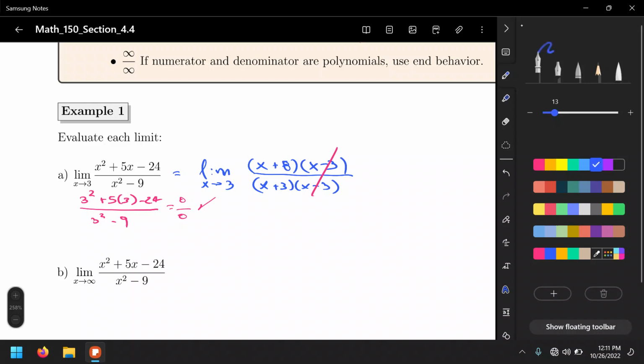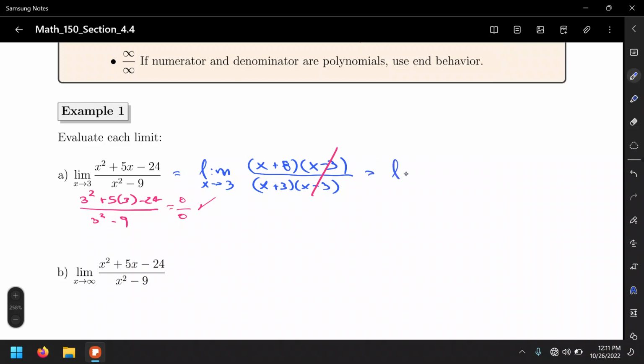So up to this point, we may go ahead and write limit x approaching 3, and that's x plus 8 over x plus 3. So at this point, after dividing out the factors that give the 0 over 0, we're safe. We can go ahead and plug in the value. So 3 plus 8 over 3 plus 3, so that's 11 over 6. So that's our limit. All right.